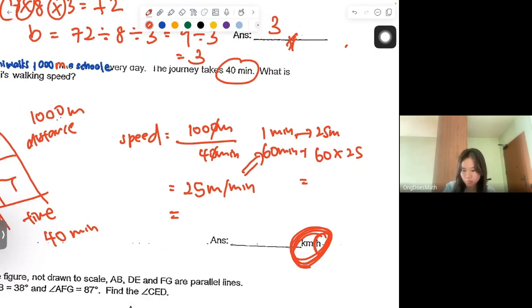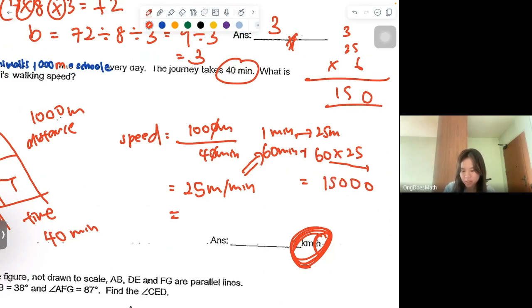So we'll just work out the working. The 0 can just be put at the end. Just have to work out 25 times 6. So that's 150. So it's 1500. So from 25 meter per minute, it will be converted to 1500 meter per hour. Because in 1 hour, he can travel so much more. With more time, you can travel more. With less time, you travel less because you don't have the time to walk so long.